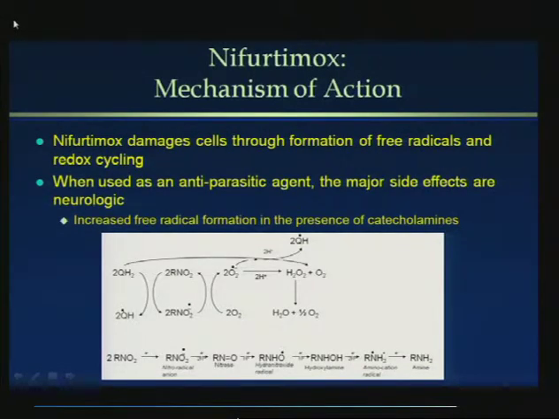And Nifurtimox works by creating free radicals that cause cell damage. Like many antiparasitic drugs, it actually has many more side effects than, say, antibiotics, because the parasites biochemically are very similar to humans, and the specific side effects of Nifurtimox are neurologic. It turns out that in the presence of catecholamines, which are involved in the synthesis of neurotransmitters, you get more free radical formation. So this affects normal neuronal cells, but it also has the potential for affecting and increasing the free radical formation in neural-derived tumors, such as neuroblastoma.